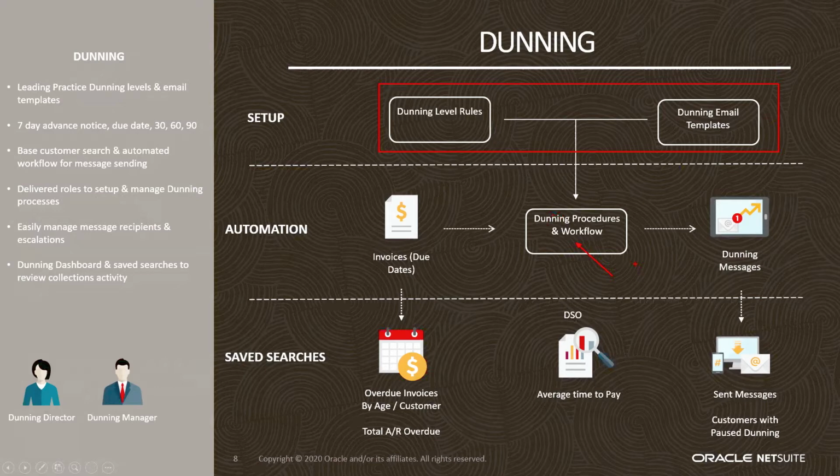Now, once customers have been assigned to a Dunning procedure, there are going to be scheduled workflows to identify customers who qualify for Dunning notices or Dunning messages to get sent out. And then it's going to automatically send those messages via email if I want it to, or I can have them queue up and then I can hit a button to send them all out on my own if I want to. And then save searches, the module is going to come with some save searches to help me monitor my AR. So of course, accounts receivable, customers with paused Dunning, average time to pay, all going to be helpful in getting the job done here.